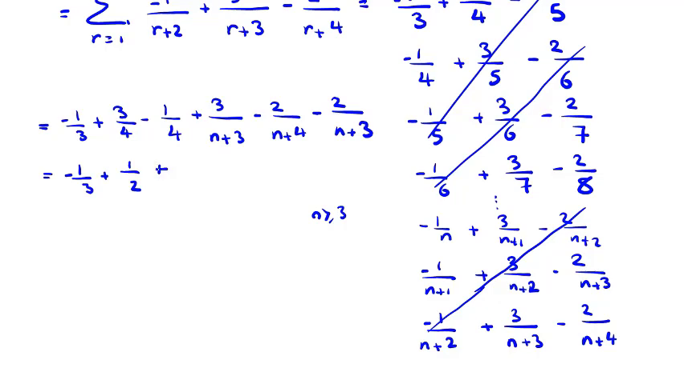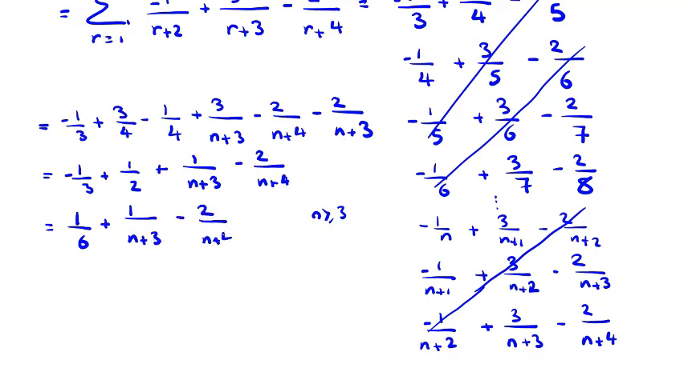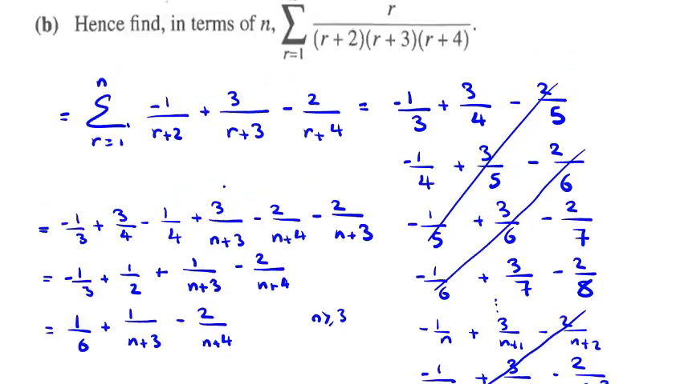and plus the other terms, 3 over n plus 3, 3 minus 2 over n plus 3 will be 1 over n plus 3 minus 2 over n plus 4. And you say, okay, 1 over 2, if you use common denominator, it will be minus 2 plus 3, 1 over 6 plus 1 over n plus 3 minus 2 over n plus 4. Now we check for the problem.